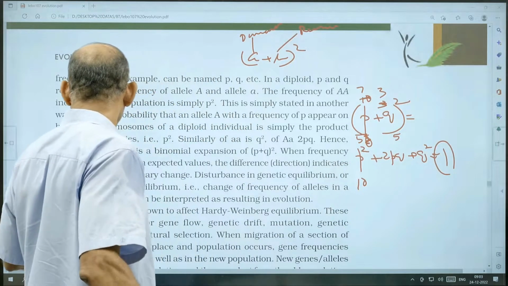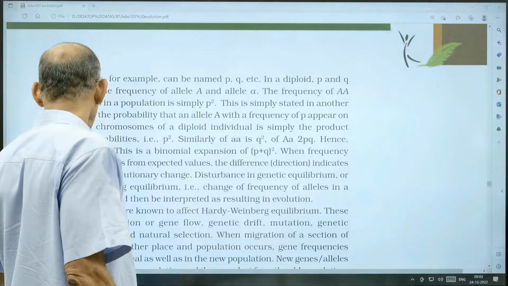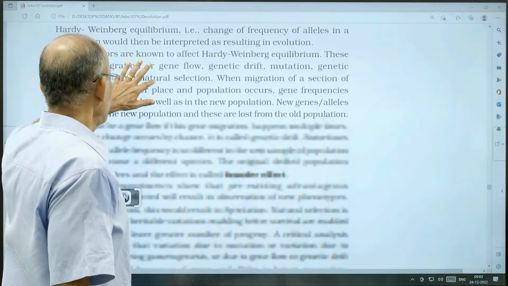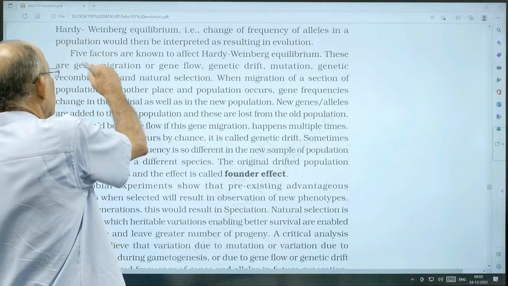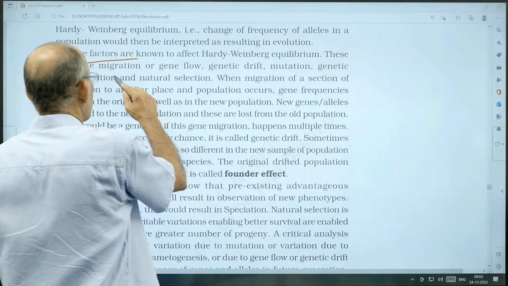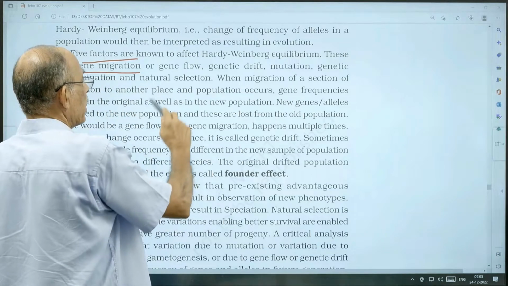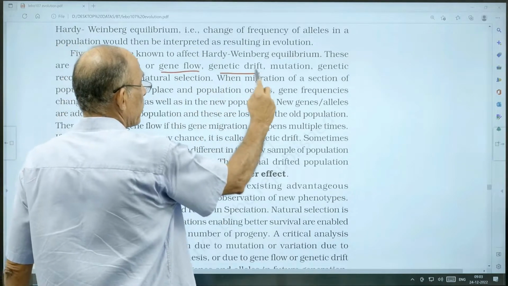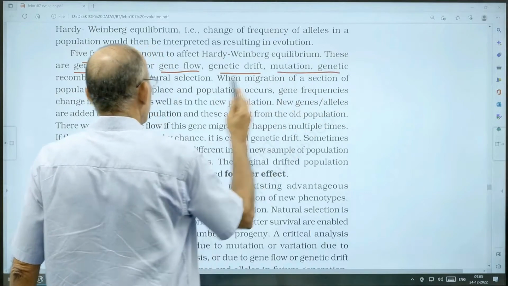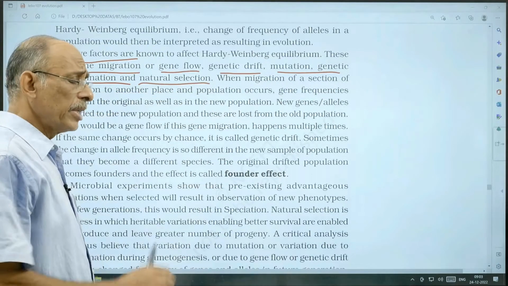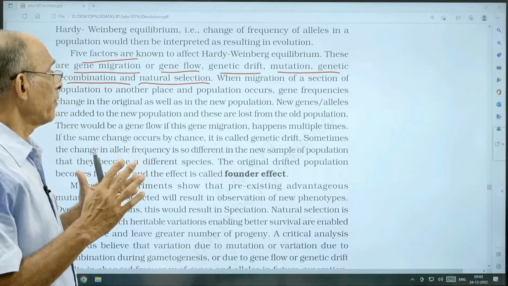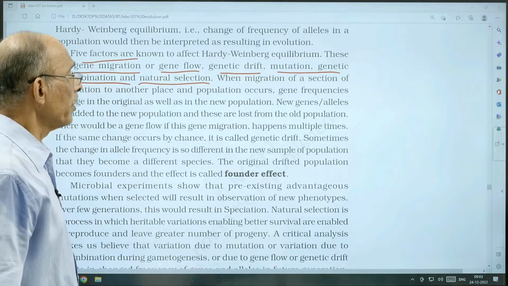Now, this Hardy-Weinberg equilibrium. There are 5 factors affecting Hardy-Weinberg equilibrium. Number 1, there should not be any gene migration or gene flow. There should not be genetic drift. There should not be mutation, genetic recombination or natural selection. All these things should not take place. Then only the allele frequency or genotypic frequency will remain constant.